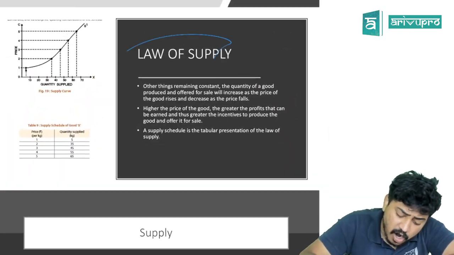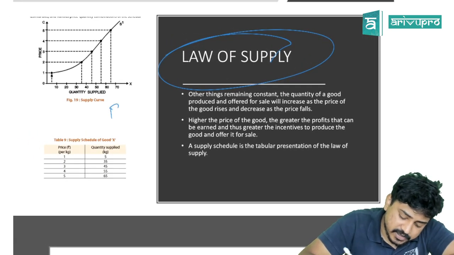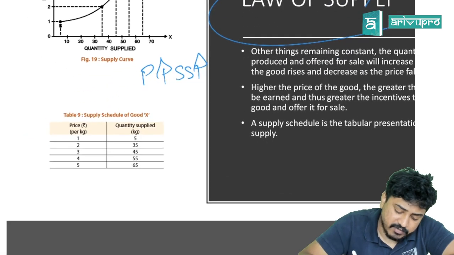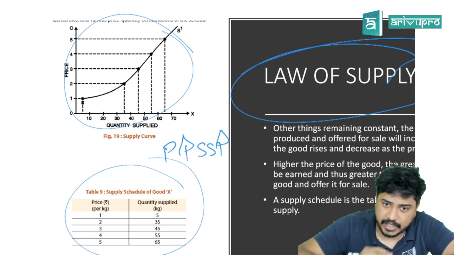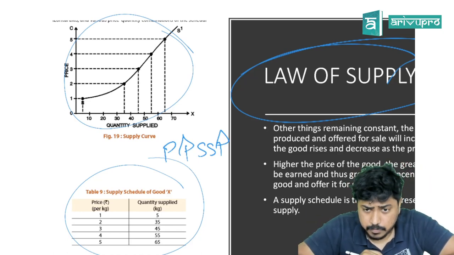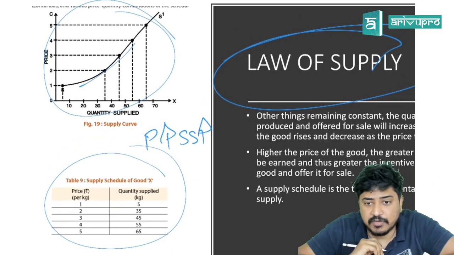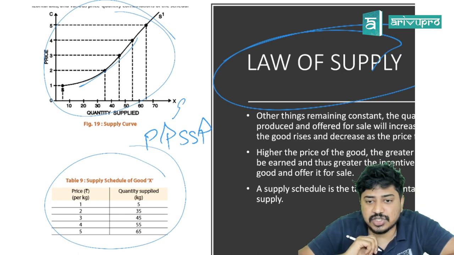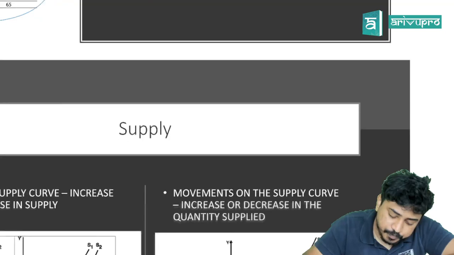Then we saw the law of supply. What does the law of supply say? As price increases, ceteris paribus, supply increases. Then we saw the supply schedule. The supply curve is nothing but plotting the supply schedule on a graph. Is it an upward sloping curve? Yes, it's an upward sloping curve. Is it a positive relationship? Yes, it is a positive relationship.